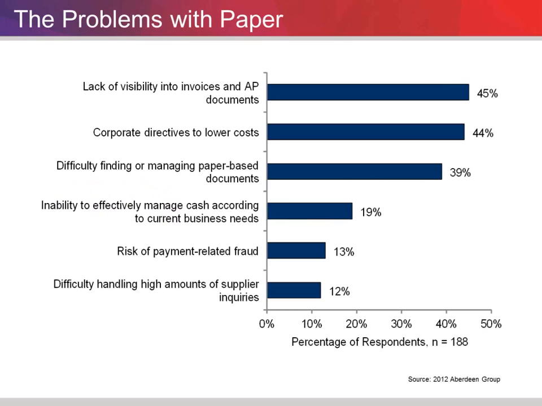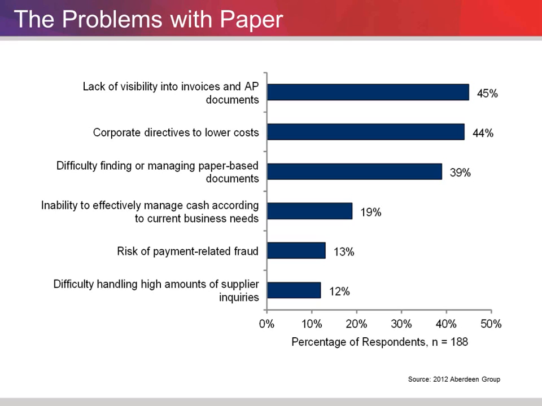Aberdeen Group did a study last year of organizations to ask them what their biggest challenges were. The top challenge: a lack of visibility into invoices and AP documents. I guarantee you that the vast majority of folks who identify this as their problem are involved with paper-based processes. You just can't get at that data. And if you can get at it, it's a costly, time-consuming, error-prone process. The second biggest problem organizations are facing: corporate directives to lower costs.